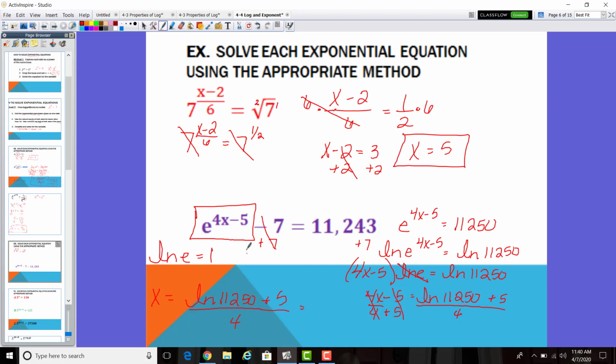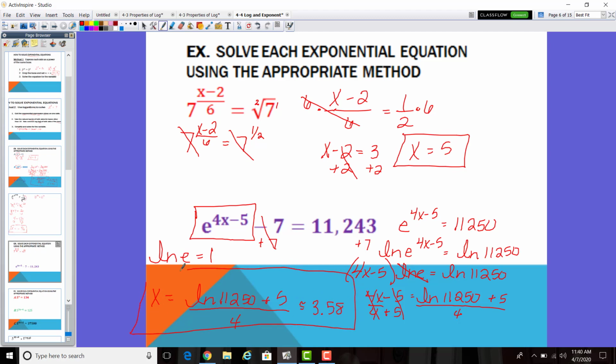Now when you plug this into your calculator, I suggest doing it step by step. So I'm first going to hit the natural log of 11,250 and hit enter. Without clearing my screen, I'm going to add 5. I get 14.328, and so on. And then I can take that answer and divide it by 4. You should get approximately, to 2 decimals, 3.58.